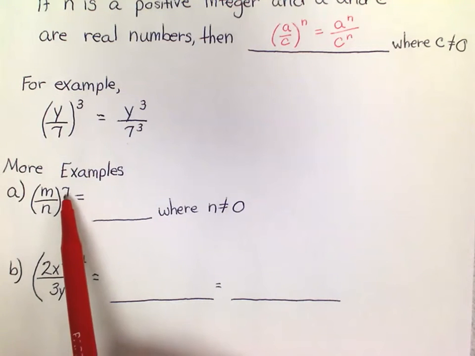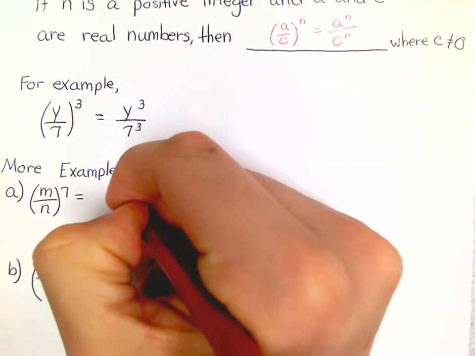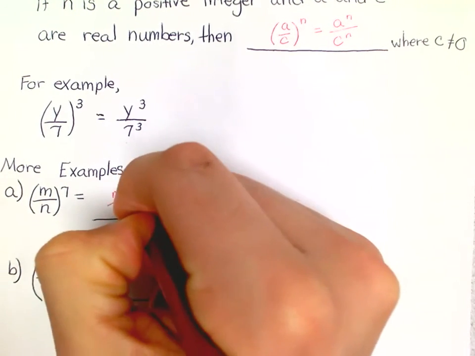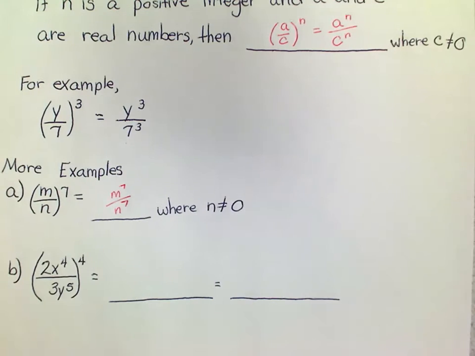So just as before, let's take the 7 and bring it to everything inside that parentheses, and we're not going to let n equal 0. So we have m to the 7th over n to the 7th, where n is not equal to 0.